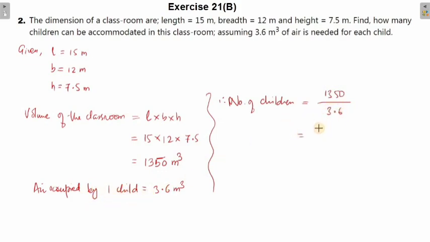When you remove the decimal from here it becomes 36, and in the numerator one more zero gets added. When you divide 13,500 by 36, your answer turns out to be 375. That means you can accommodate 375 children in the classroom with this dimension. You may pause the video and note down your solution.